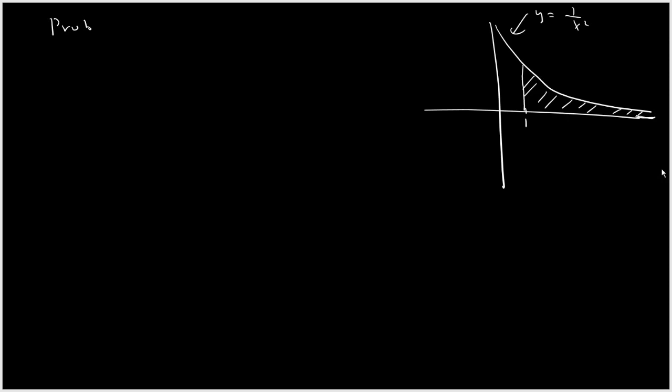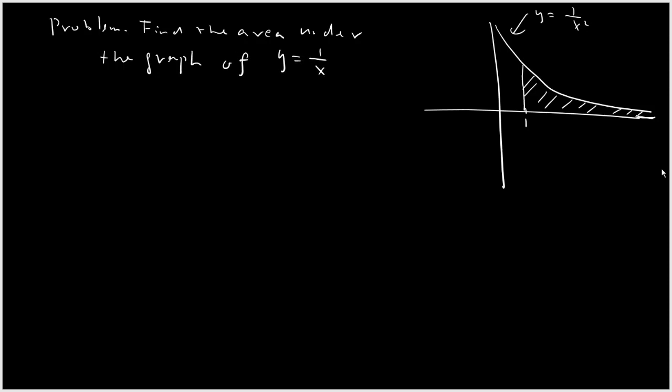Read the problem here, okay? Under the graph of, so now I say y equals 1 over x squared. Probably I want to use f of x. To the right of 1. So basically from 1 to infinity, okay?